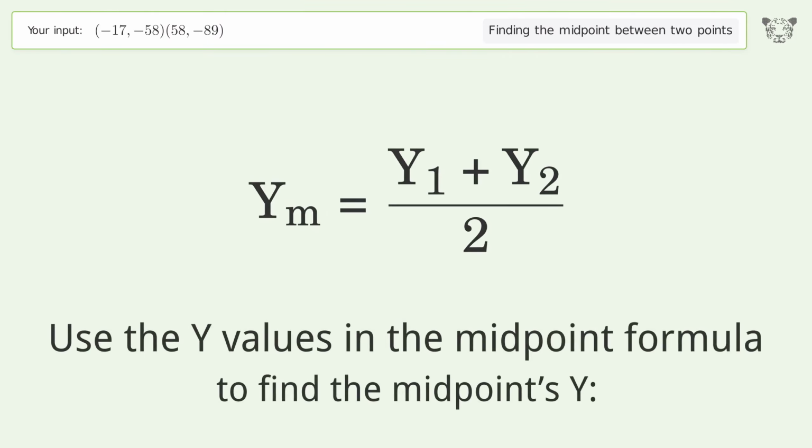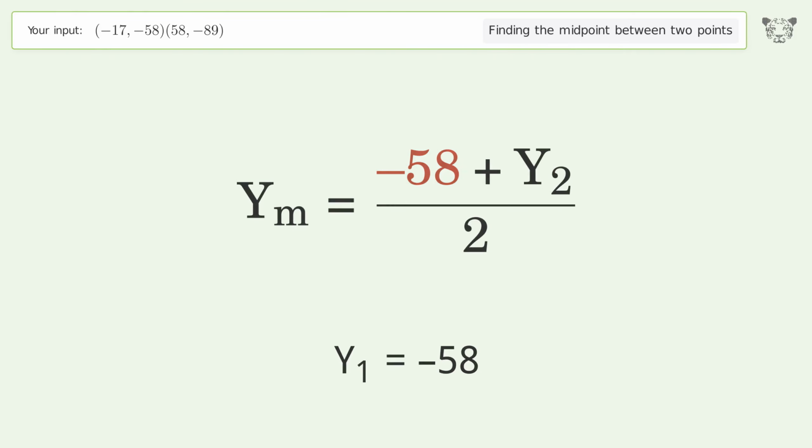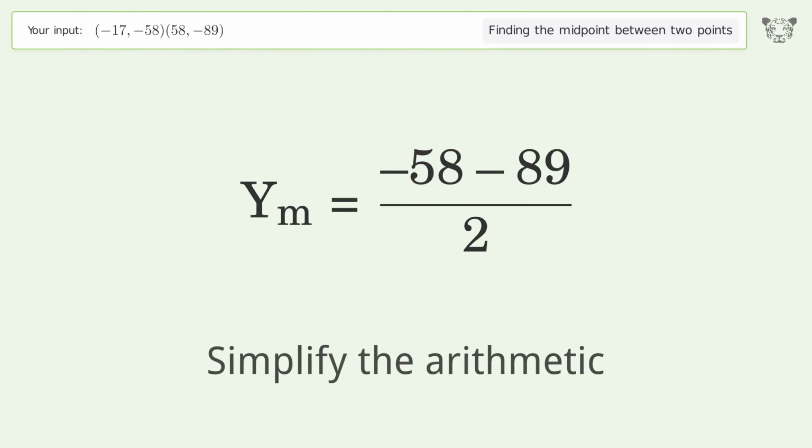Use the y values in the midpoint formula to find the midpoint's y. y1 equals negative 58. y2 equals negative 89. Simplify the arithmetic.